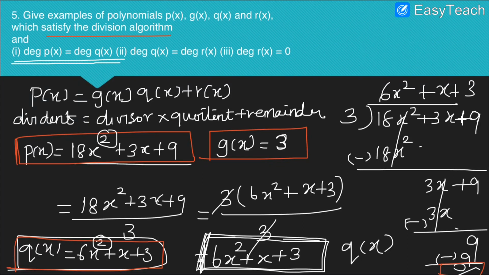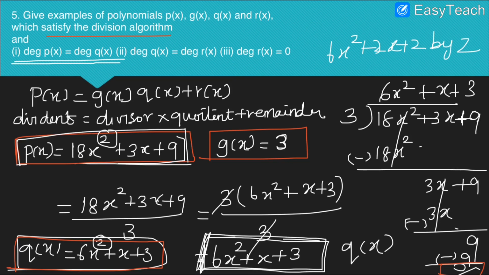One more thing I want to mention here, this is not the only polynomial we could choose, right? P of x equals 18x squared plus 3x plus 9. This is not the only polynomial for which we are able to prove this relation. There are multiple choices available. There are many more polynomials able to satisfy the same relations. For example, 6x squared plus 2x plus 2 divided by 2. This will also satisfy this first relation, degree of p of x equals degree of q of x.